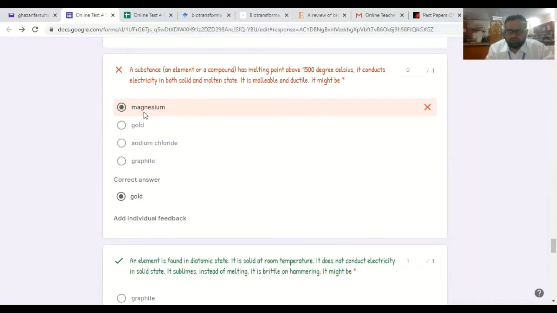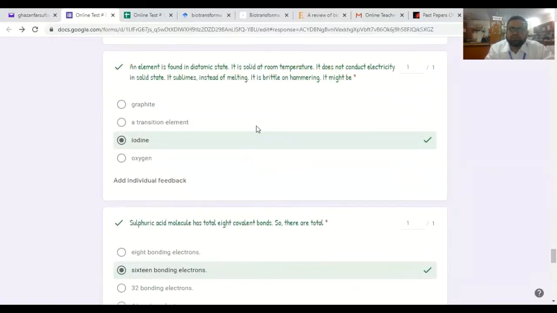So find the metals in the given options: magnesium, gold, sodium chloride, graphite. Out of these four options, magnesium and gold are metals. So which one is the correct answer? Now come to the melting point. The melting point is above 1500 degrees Celsius, so it may not be any common element from group 1 or group 2. So the correct option is gold.